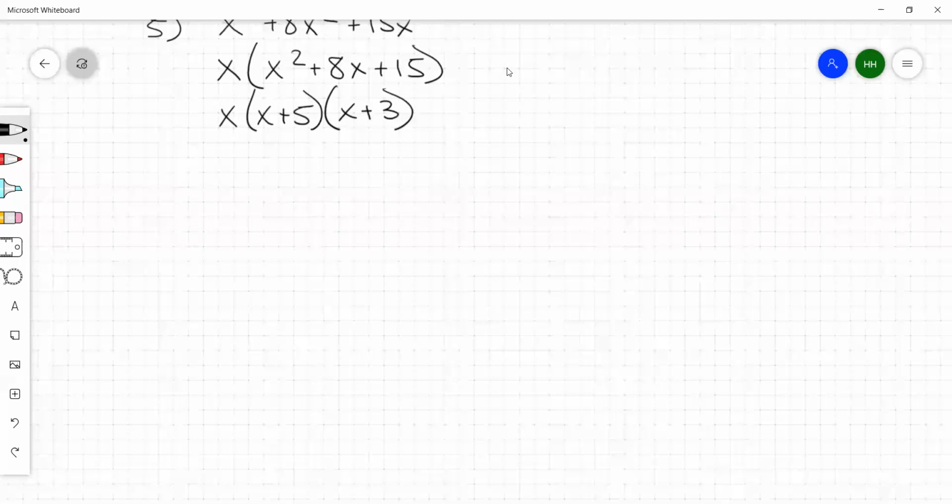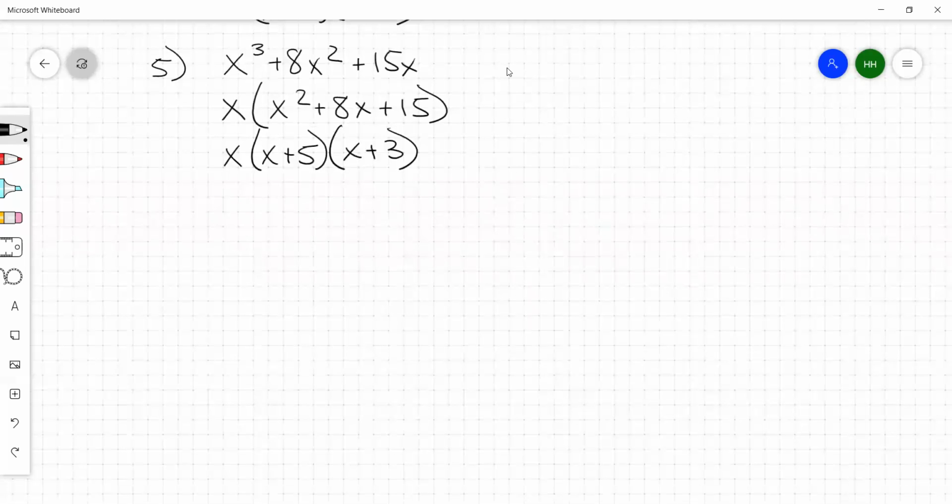Six, 7, and 8 ask you to divide. And I don't know about you, but I'm not doing long division on those problems. I would just do synthetic division on all those. Much simpler, faster.